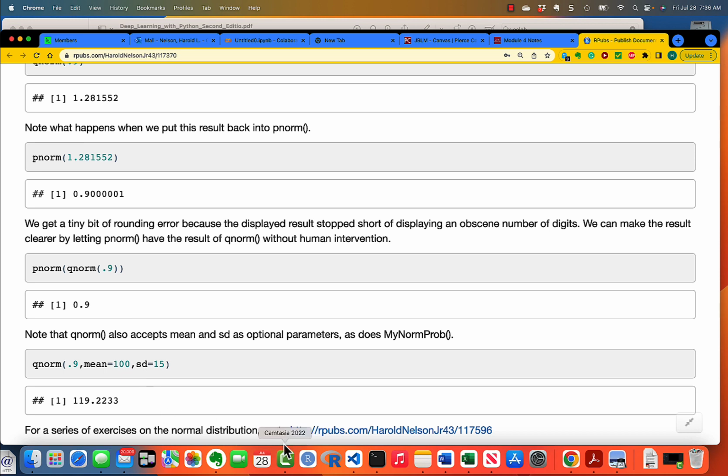And I have created a series of exercises on the normal distribution and put them in the module in Canvas, and you can get to them right here. Okay? And that's all.